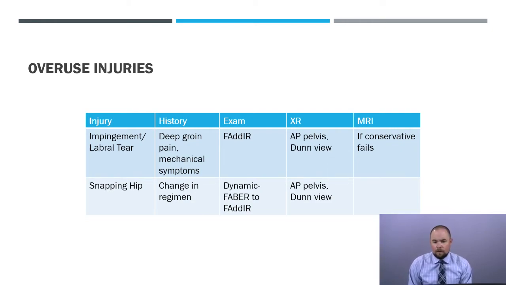For evaluation of that, you do basically a dynamic test. You take the patient from flexion, abduction, external rotation, and move them to flexed, adducted, internal rotation, which will typically either reproduce that popping or snapping noise, or it'll also cause some pain. And again, x-rays would be the same.